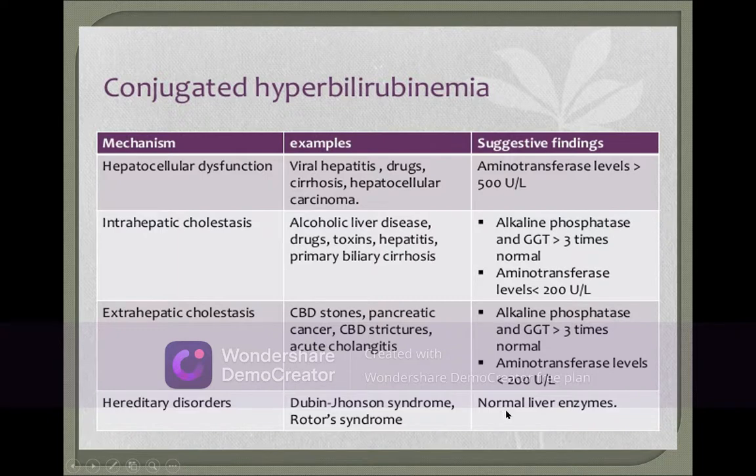In hereditary disorders, the liver enzymes are not important at all, but actually the excretion is problematic in this case. The excretion to the canaliculi is blocked. So the liver enzymes are only slightly increased. Normal is not the correct word we are using here; slightly increased, insignificantly higher.